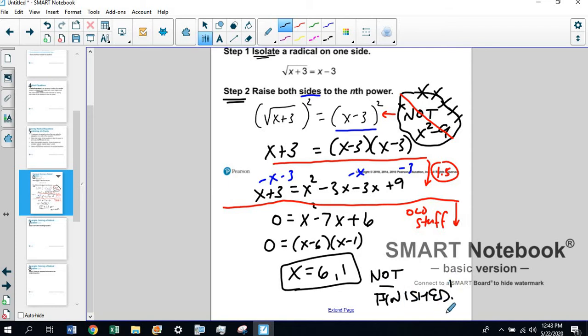We are not finished yet. What do you mean we're not finished? Well, we have to check our answers. Hey, wait a minute. I thought you said that was optional. We don't have to check our answers. Well, in general, that is true, guys. You do not have to check your answers in general.